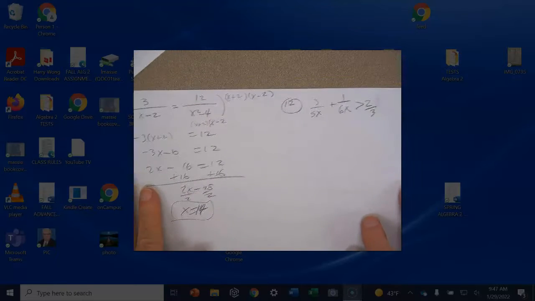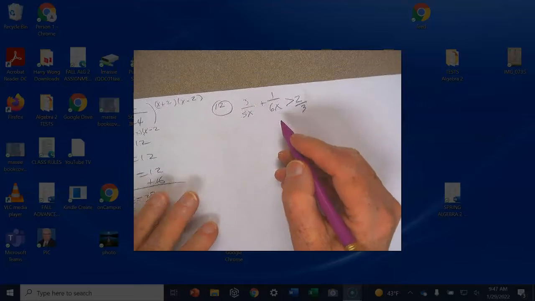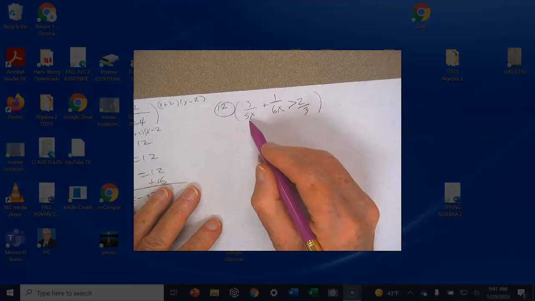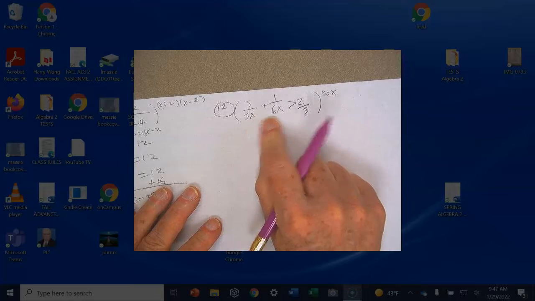Welcome back. Here we go on 12. We got an inequality, so we're going to have to do something a little bit different at the end of this one. 5 times 6 is 30. I really want to do 30x as a common denominator.